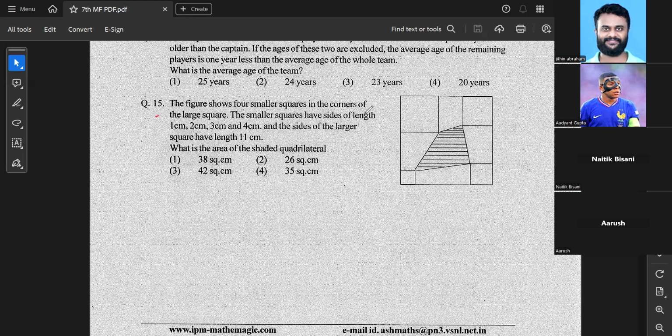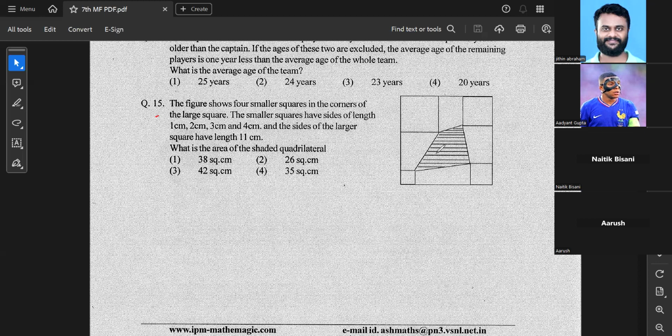So the figure shown, 15. It is solvable. We can find the area of the four squares, and the rest four are trapeziums. Figure shows four small squares in the corners of a large square. The small squares have side lengths 1, 2, 3, 4. The side of the largest square is 11. Area of the shaded quadrilateral is how much?